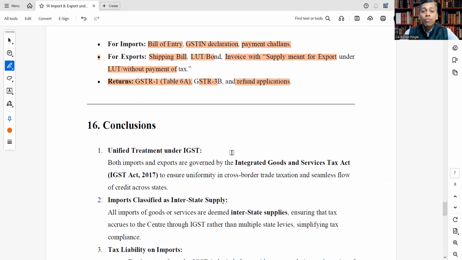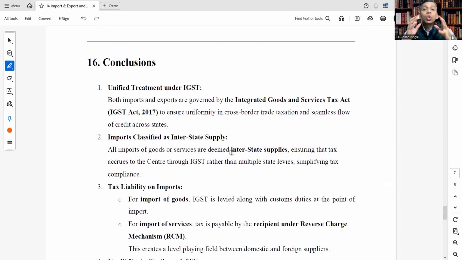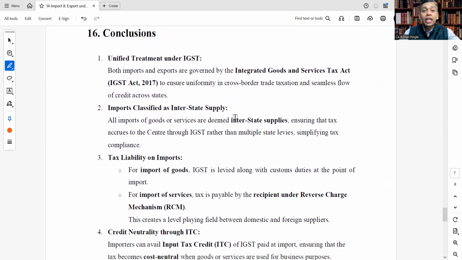And now we will see conclusions that can be drawn from today's study. Okay, recap of our study. Let's see. Unified treatment under IGST. Both imports and exports are governed by the IGST Act 2017 to ensure uniformity in cross-border trade taxation and seamless flow of credit across the states.